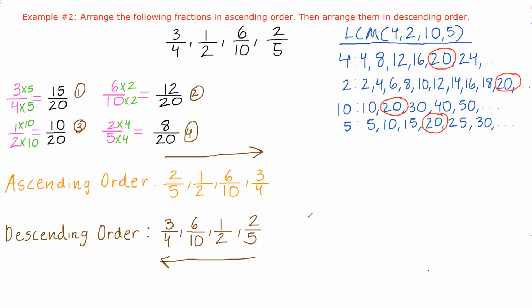And the greatest one is 3 over 4, then 6 over 10, then 1 over 2, then 2 over 5. Okay. Very good. Thank you.